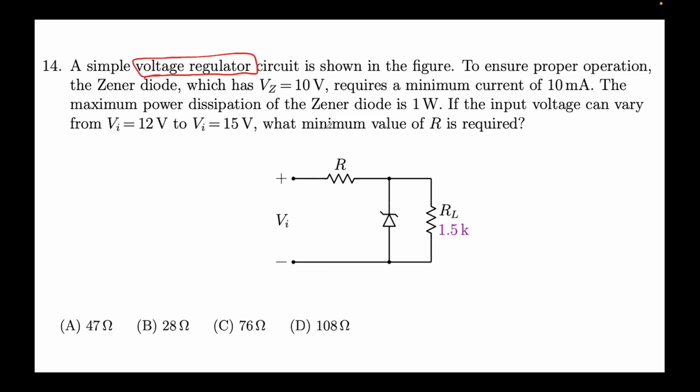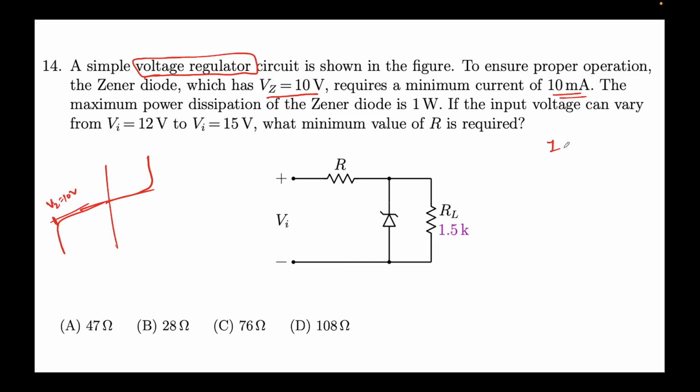To ensure proper operation, the Zener diode, which has Vz equal to 10 volts, so this is given for this diode, requires a minimum of 10 milliamps. So as I was telling you, this is given as 10 volts, the modulus of it, and it requires at least 10 milliamps. Okay, so that is one thing, 10 milliamps it must require.